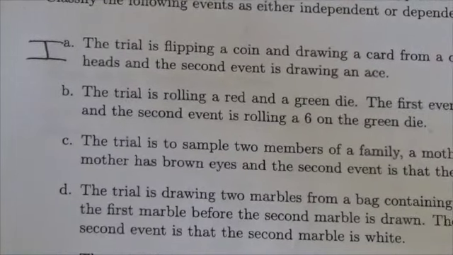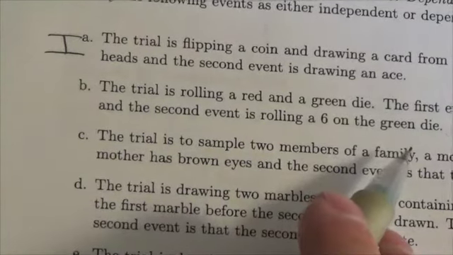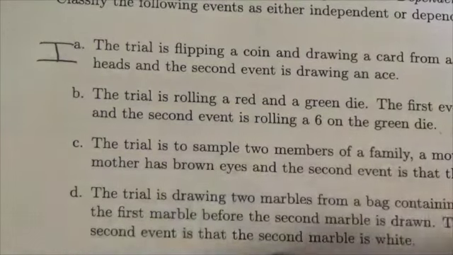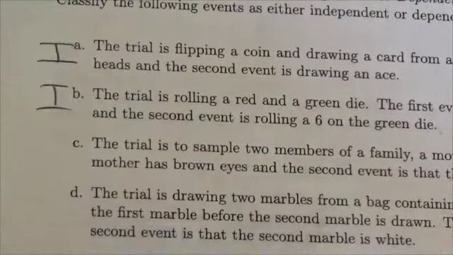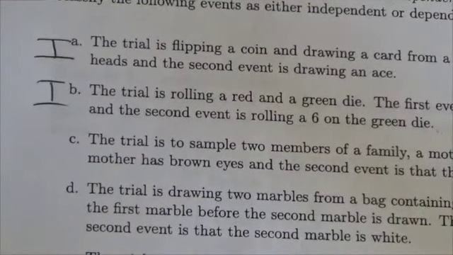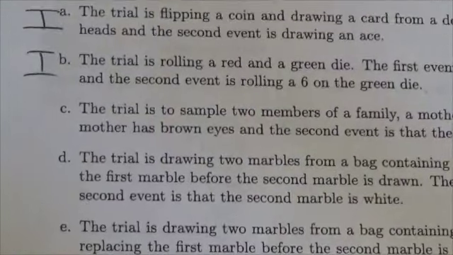Now let's look at the next one. The trial is rolling a red and a green die. The first event is rolling an even number on the red die, and the second event is rolling a 6 on the green die. Now, again, because we're talking about two different dice here, they're independent of each other. The one does not affect the sample space for the other. Away we go.